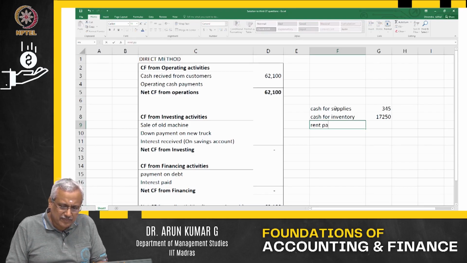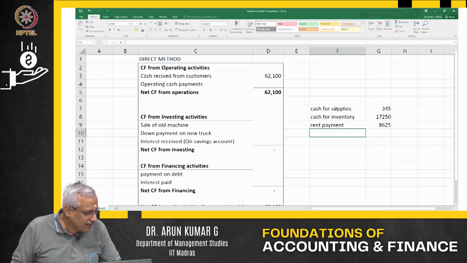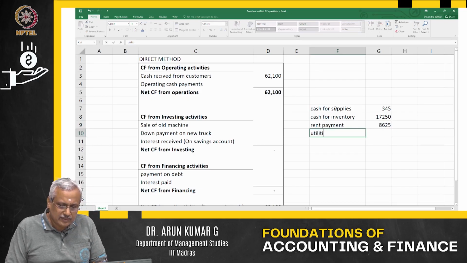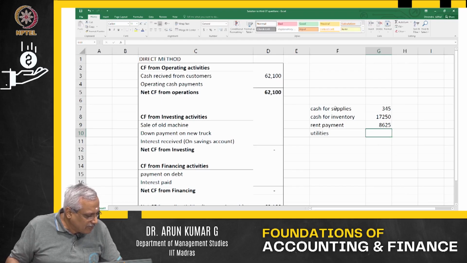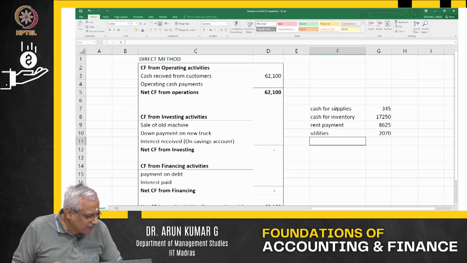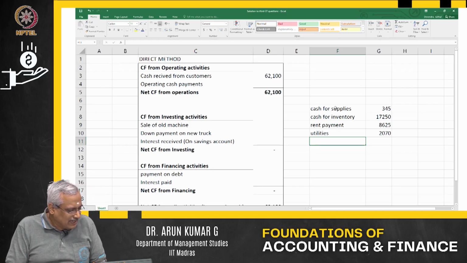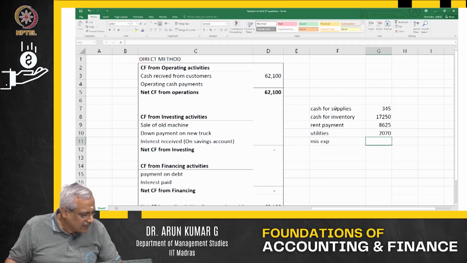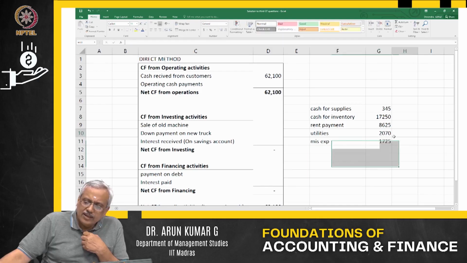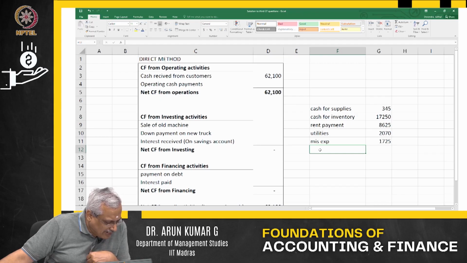Rent payment. How much is it? 8,625. Next, utilities. It is 2070. Next, interest payment. Interest payment has to do with cash outflow because of financing. Other miscellaneous expenditure, 1725. Then what happens? After miscellaneous, payment of debt, we don't worry.